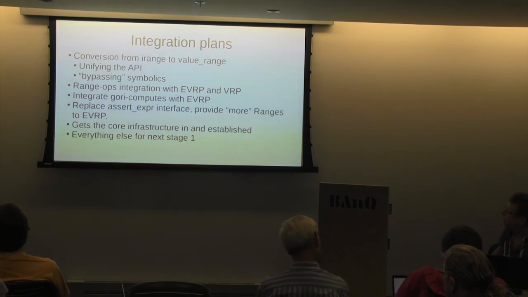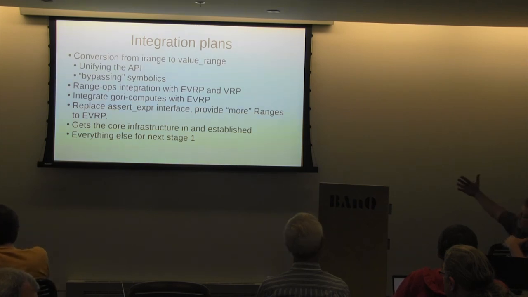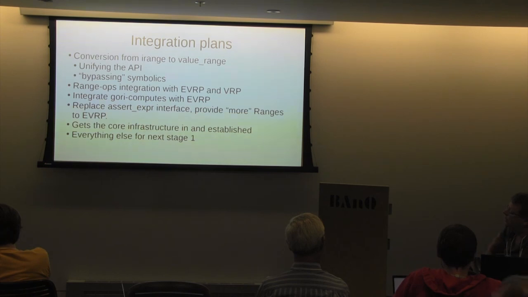So we're switching from Irange to using the existing value range. We took the existing range class and we unified it with our class so that the APIs are identical. So we actually have a flag in our branch where we can run the ranger completely with either implementation of ranges, and verify that we get the same results and everything works.